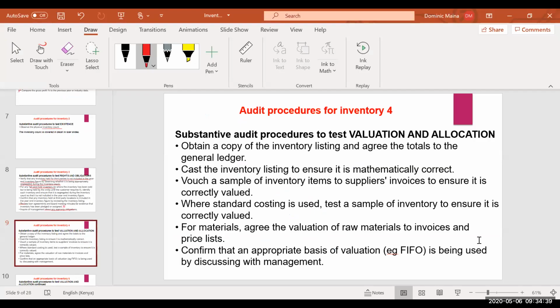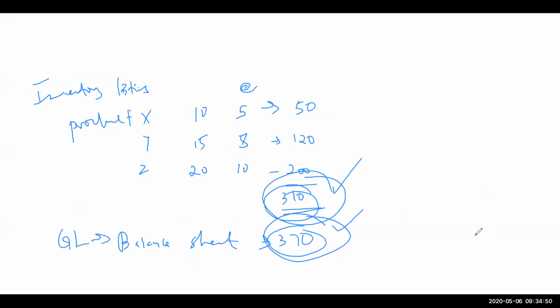Cast the inventory listing to ensure it is mathematically correct. By casting, we're trying to add them together, just like you just did here. Actually, the term casting is simply adding. So in case you find the term casting in future, it simply means that you're trying to add.